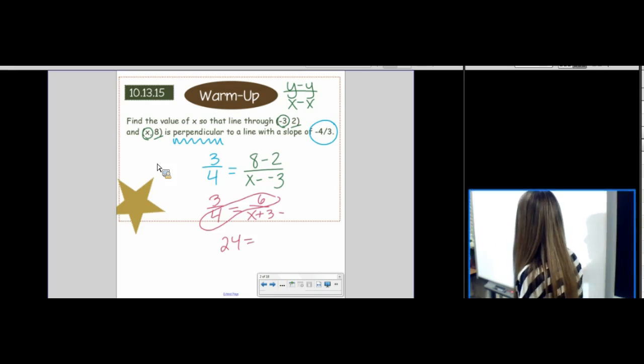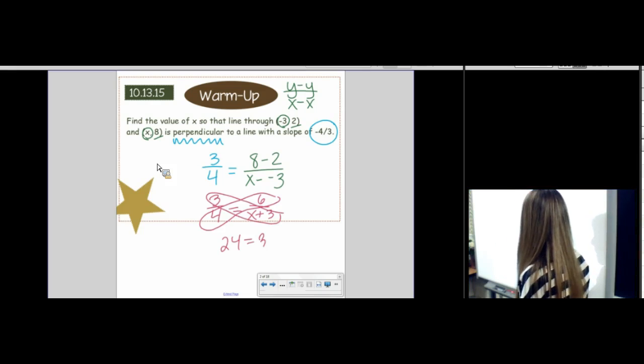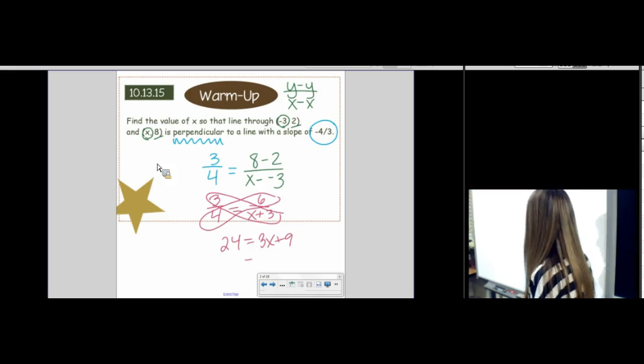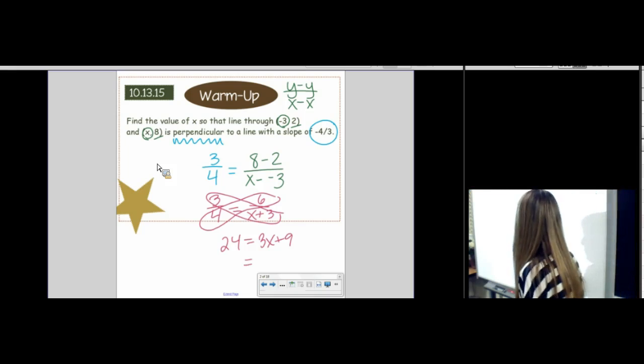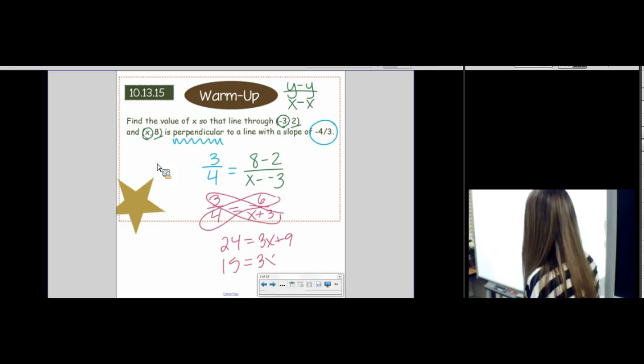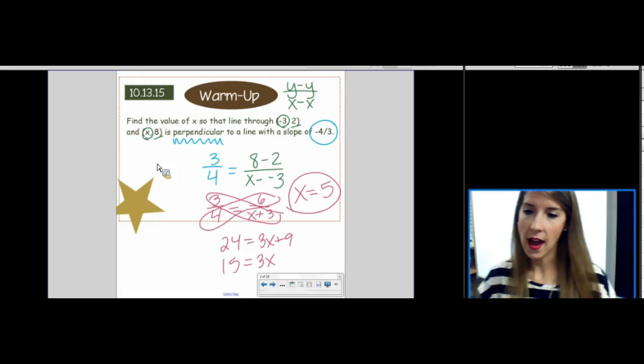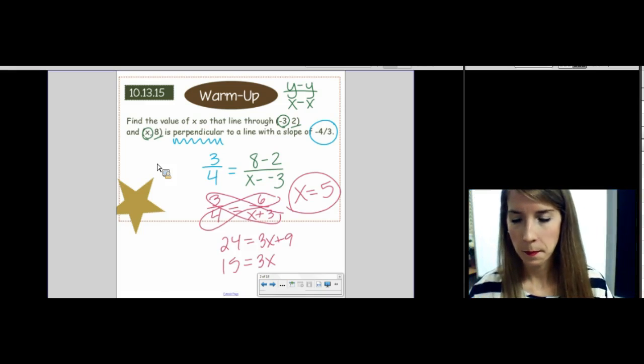24 equals 3x plus 9, subtract 9. Final answer, x is 5. Are we okay with that?